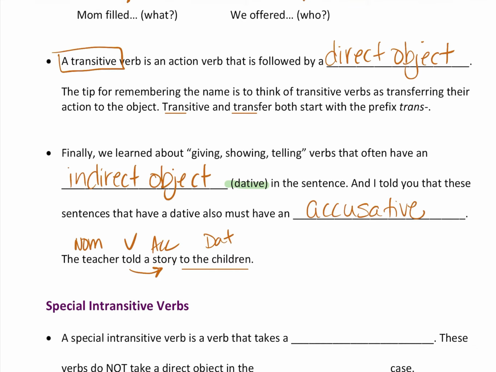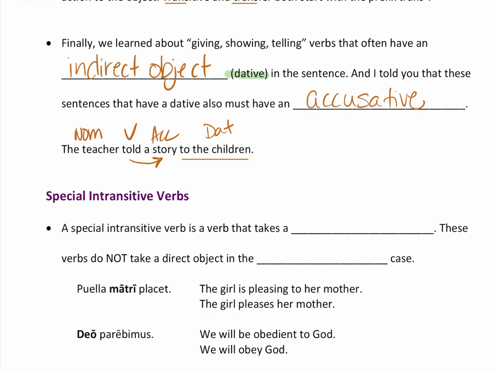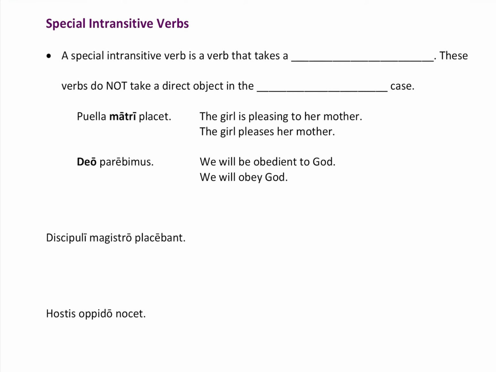All right, so let's talk about special intransitive verbs. A special intransitive verb is a verb that takes a dative object. Remember, I didn't say direct object. It takes what we call a dative object. So these verbs do not take a direct object in the accusative case. Remember I told you always have to have accusative in order to have a dative? Not always. Now we're going to learn some ways that dative is used without an accusative.